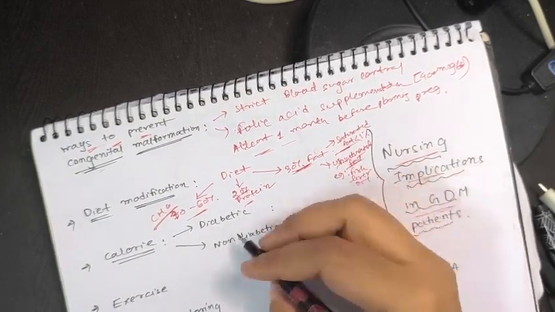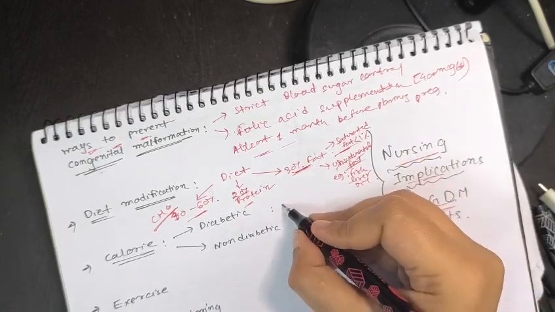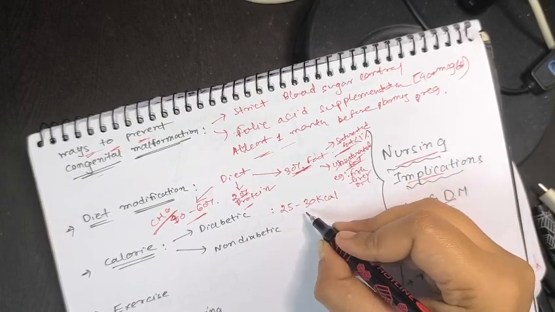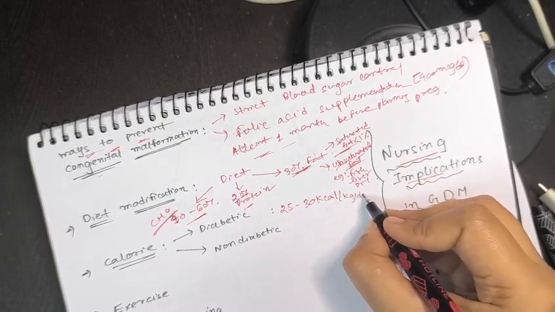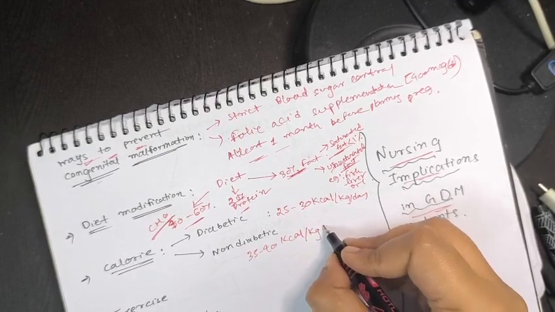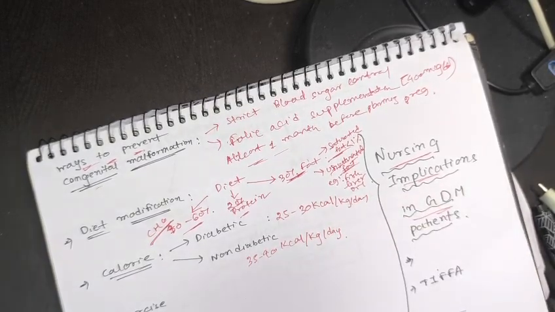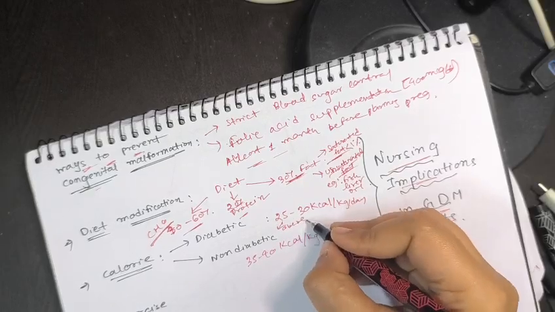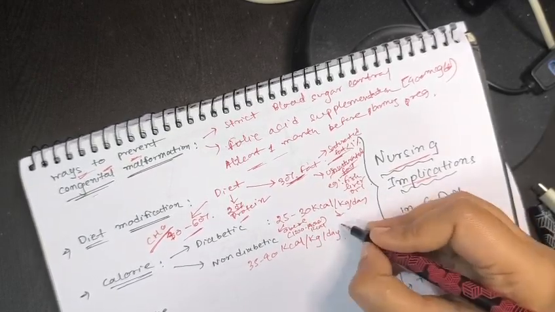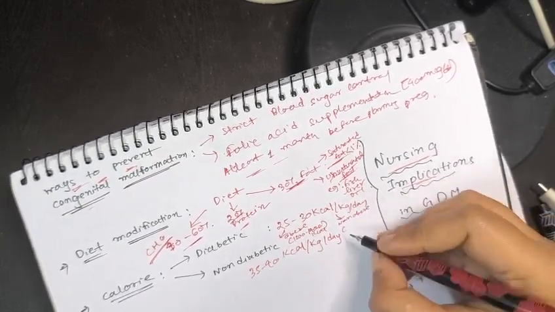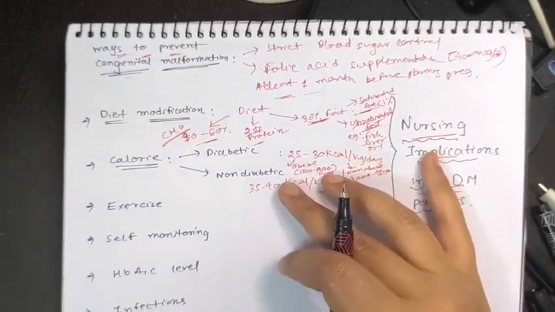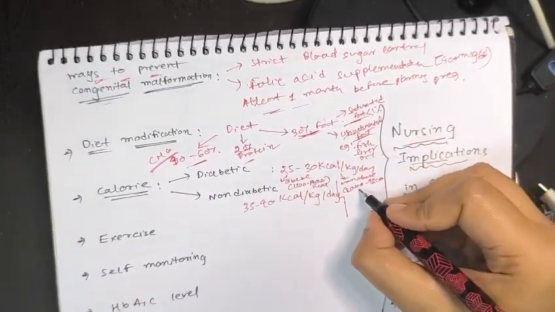Now in terms of calorie you have to advise, the diabetic mother will have to take 25 to 30 kilocalorie per kg per day, and non-diabetic mother will be encouraged to take 35 to 40 kilocalorie per kg per day. In diabetic, if the mother is obese, then she can take 1200 to 1400 kilocalorie per day, and if the mother is non-obese, then she can be encouraged to have 2000 to 2500 kilocalorie per day.